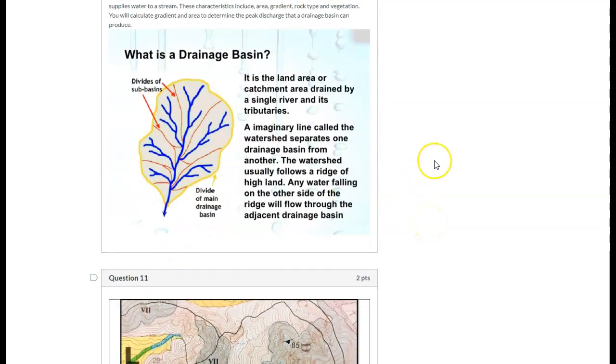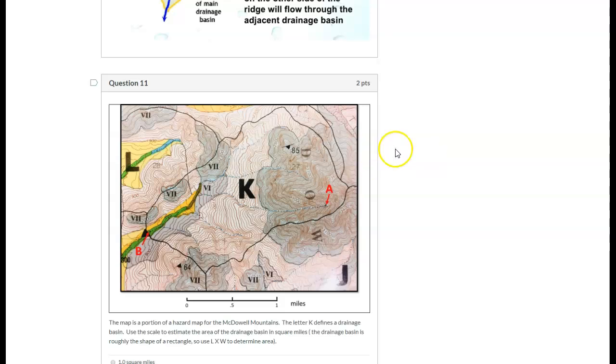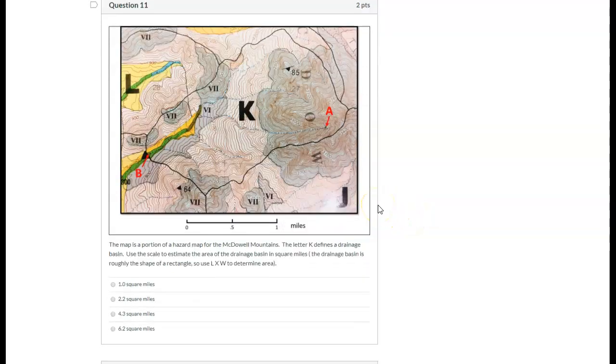Then we talked about drainage basins in the lecture. Also, here is an example of a drainage basin, letter K here, and it is part of a map. And so this is in the McDowell Mountains. What I'm asking you to attempt to do is to measure how big is this area. It's as close to a rectangle as we could find. So we're going to use that formula, just length times width, the average.